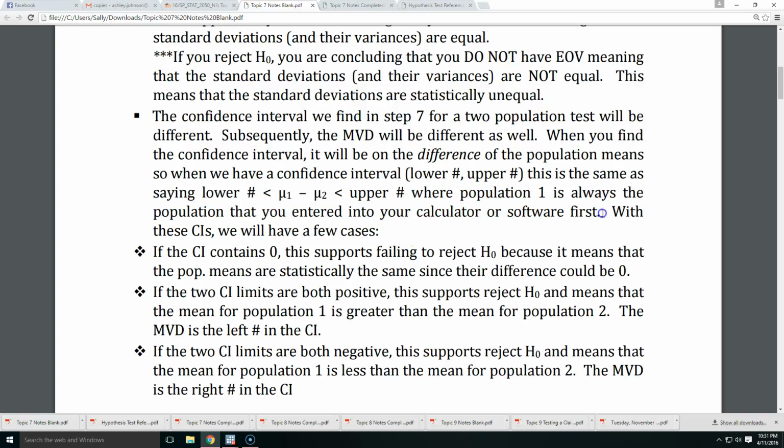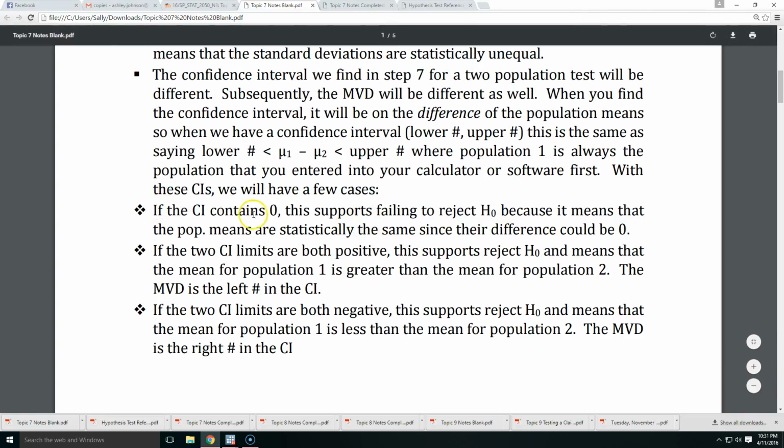And then lastly, there's going to be 3 cases with the confidence intervals that we get for step 7. The first one is that the confidence interval contains 0. So looking at this version of the confidence interval, if we're using the difference between these two, so if these two are the same number, so if we just say, okay, population 1, I think that's 10, and population 2, that's 10 as well, then they're the same exact number, which means that their differences are 0. So if the confidence interval contains 0, then we have evidence to suggest that the population means are statistically the same, which means we're going to fail to reject H0.